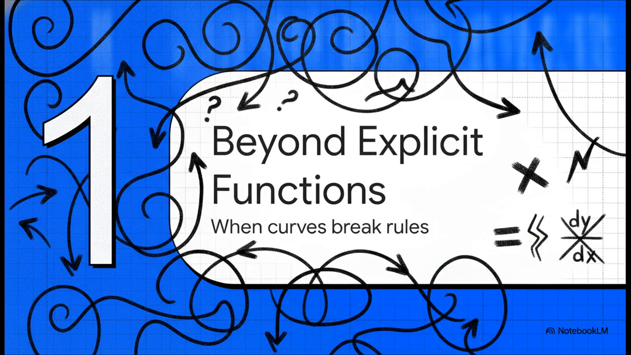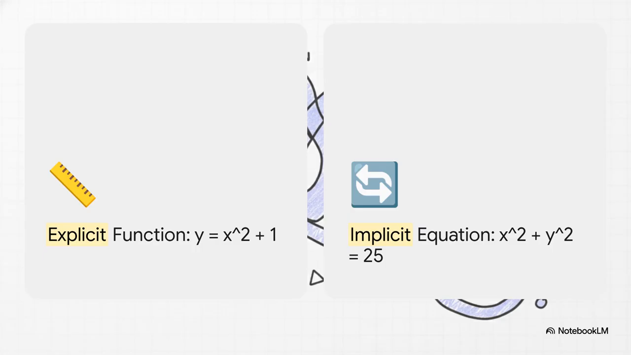Let's start with section 1, beyond explicit functions, when curves break the rules. So we have to start by asking a pretty fundamental question. What do we do when our normal calculus rules just hit a dead end? Consider the contrast between these two completely different mathematical worlds.